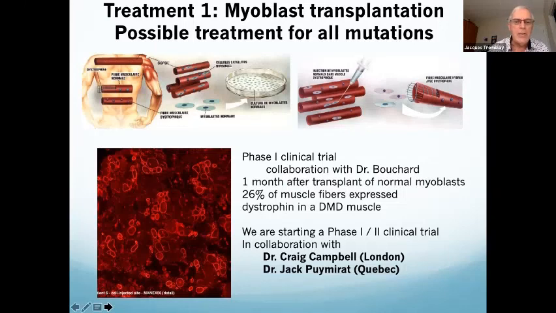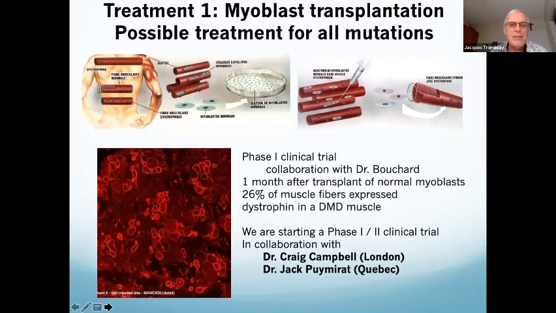And as you can see at the bottom left, this is a cross-section of a Duchenne patient that received myoblast transplantation. One month later, we took a muscle biopsy, and there were 26% of the muscle fibers expressing dystrophin.